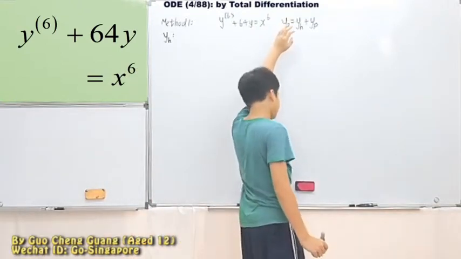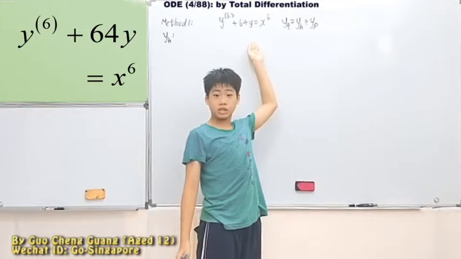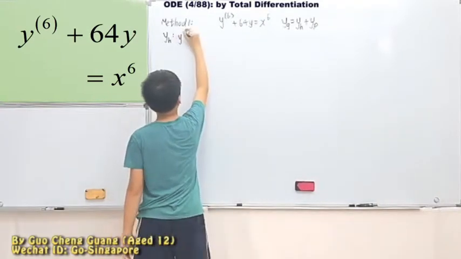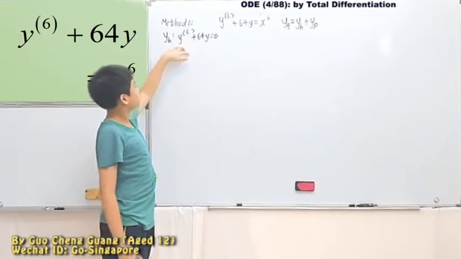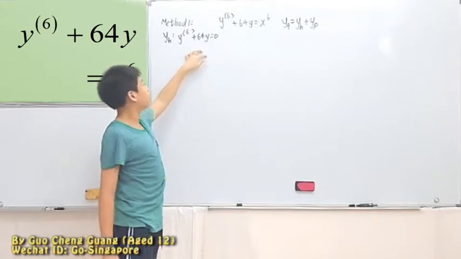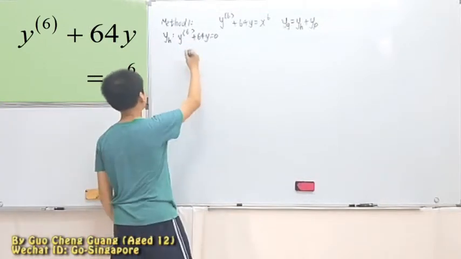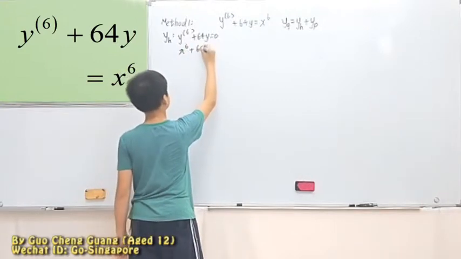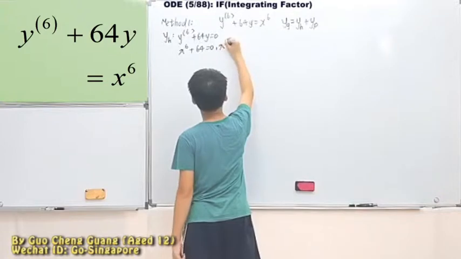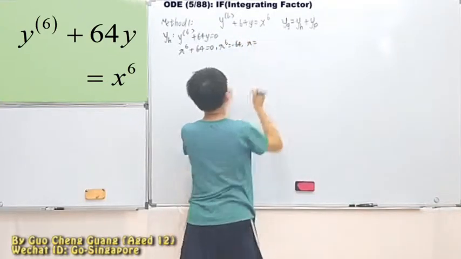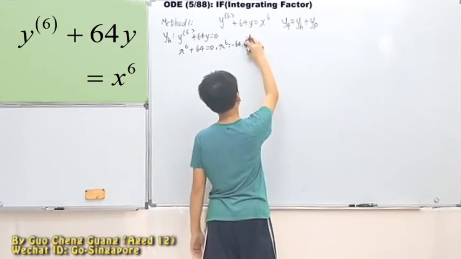How do we find this yh? Let's think. Well, definitely we have to take this x to the power of 6 as 0. But even if it is like this, what method will we use? At this point, we just use the characteristic equation. Then next, you can move this 64 to the other side, so it becomes negative 64.